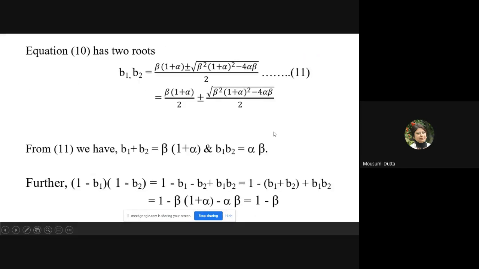If we look at the root values, when the equality sign holds between these two parts, in that case the root value will be beta into 1 plus alpha by 2. So in that case, the roots are real. However, the roots are repeated. The stationarity condition will not change. That will depend on the structure alpha beta less than 1. If the roots are real, be it distinct, be it repeated, the stationarity condition is alpha beta less than 1.